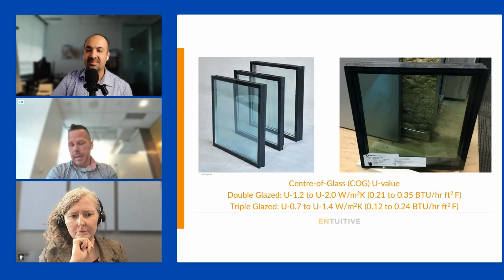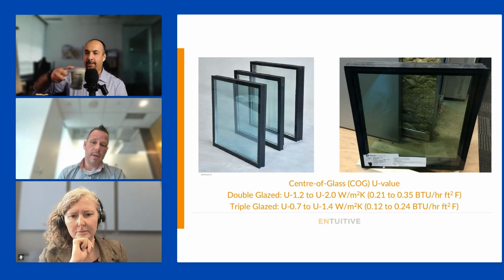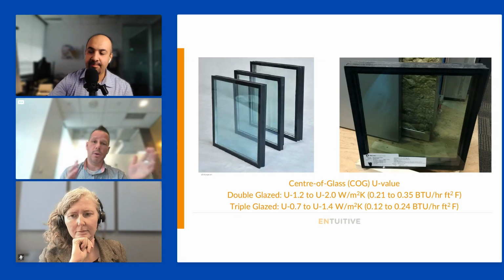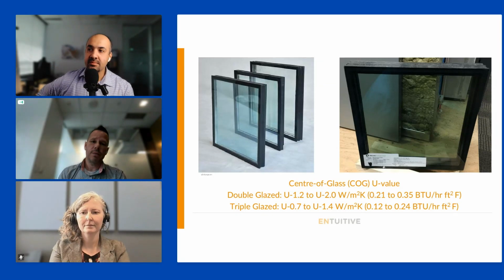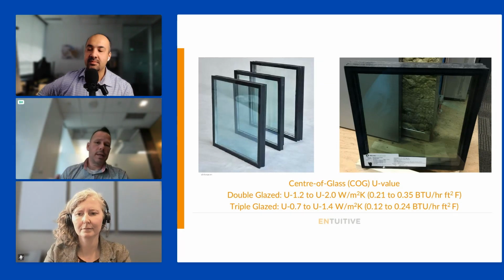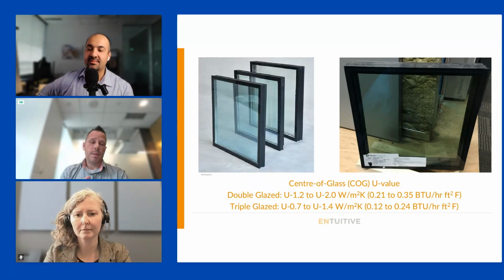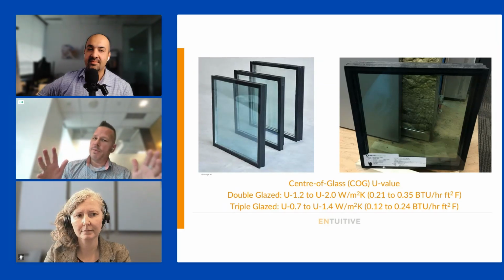Glass values. Again, this is another example where thermal bridging greatly affects the total assembly value. So you can have double glazing certainly in the U of 1.2 to 2.0 range for just the glass. So this is the COG, the center of glass U value. You can get triple glazing, again, down to 0.7 or maybe even lower in some cases. But that's not the whole picture, right?